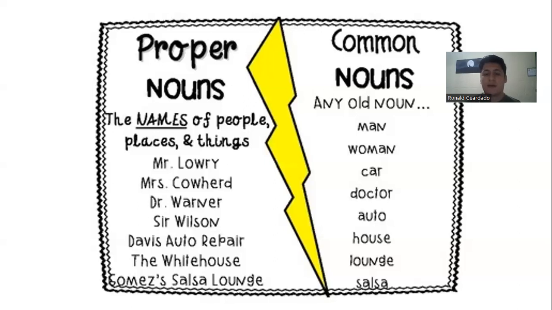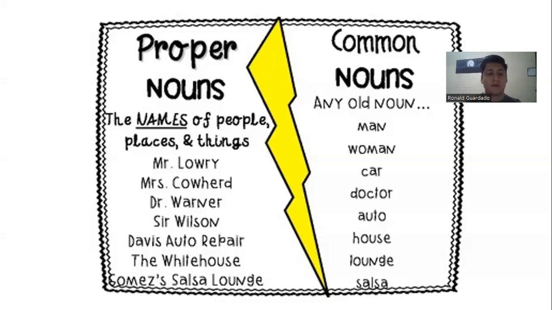We also have Gomez Salsa Lodge. In this case, we are referring to a specific one, but if we want to stay with something generic, we can use a common noun also, like in this case, referring to any restaurant. It can be that way.